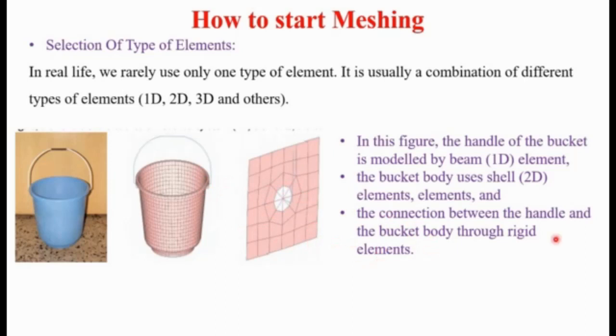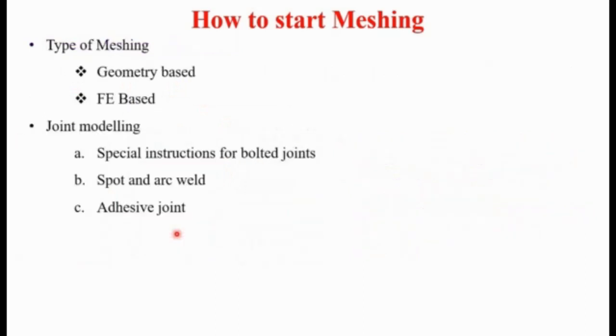So that means this combination of 1D, 2D and rigid elements is used in the meshing of this object. Therefore, in a real life object we have to select different types of elements for meshing. Then type of the meshing. The type of the meshing depends on this. There are two types of meshing. One is called geometry based meshing, and the second one is called FE or finite element based meshing. We will see the detail in the next slide.